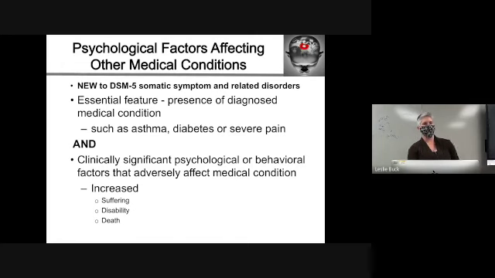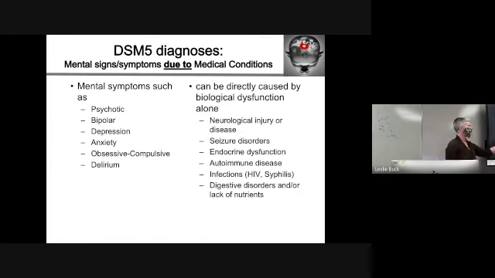Now, the other way this gets acknowledged, and this one is throughout the DSM, is we have a diagnosis of mental signs and symptoms due to medical conditions. They have some kind of mental health symptom, a psychotic symptom, a bipolar, which would be mood swings of highs and lows, depression, anxiety, obsessive compulsive thoughts and behaviors, or delirium, unclear thinking. And it's directly caused by something that we would think of as a physical medical condition.